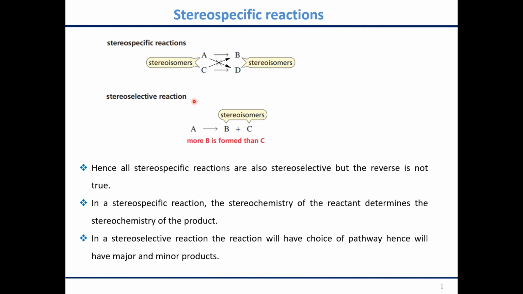In a stereospecific reaction, what will happen? The stereochemistry of the reactant will decide the stereochemistry of the product. But in a stereoselective reaction, the reaction will have a choice of pathways. Among the choice of pathways, the more favorable pathway will form the major product, the less favorable pathway forms the minor product. So this is a stereoselective reaction.